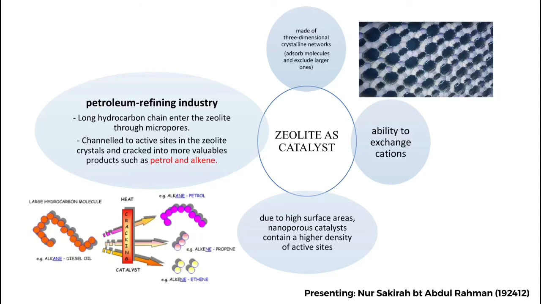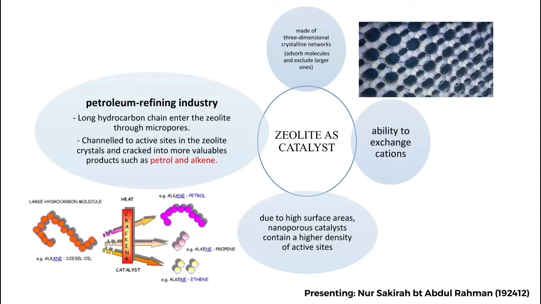The next point is zeolite can work as a catalyst because of its high surface area, and also the nanoporous catalyst contains a higher density of active sites. What is an active site? I'm going to show a video after this so that you can get a better visual on how the active site works inside the catalyst.